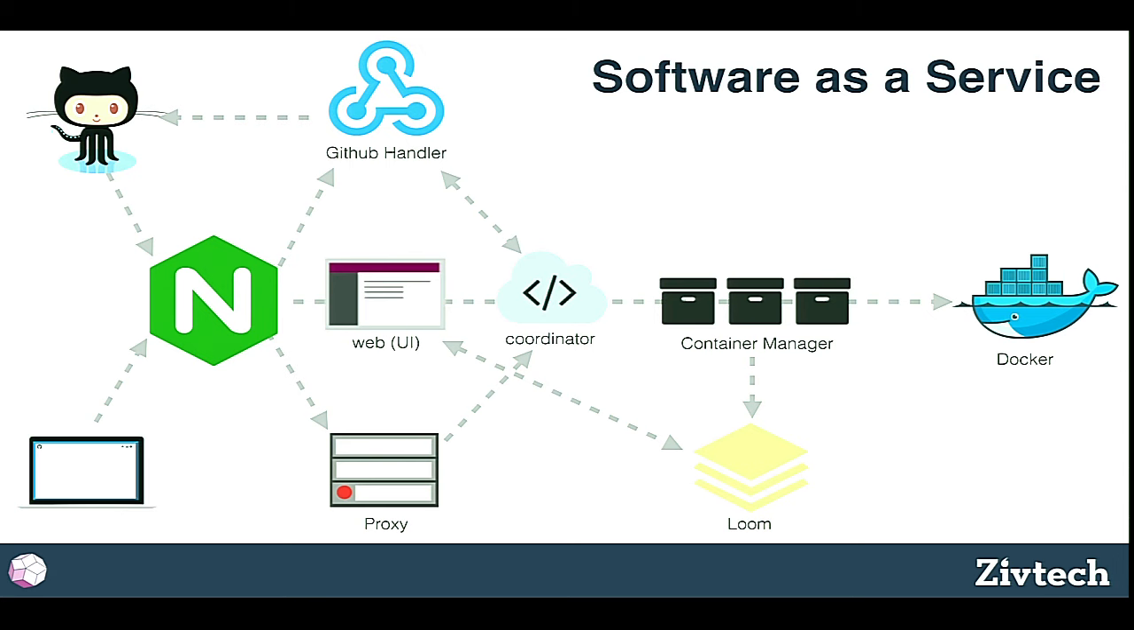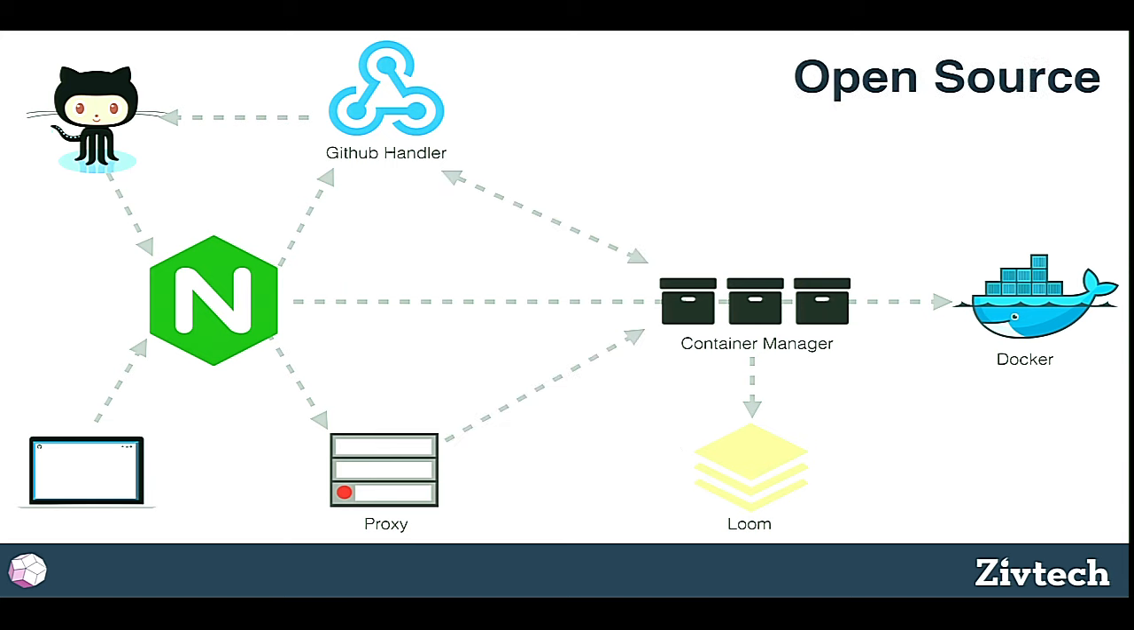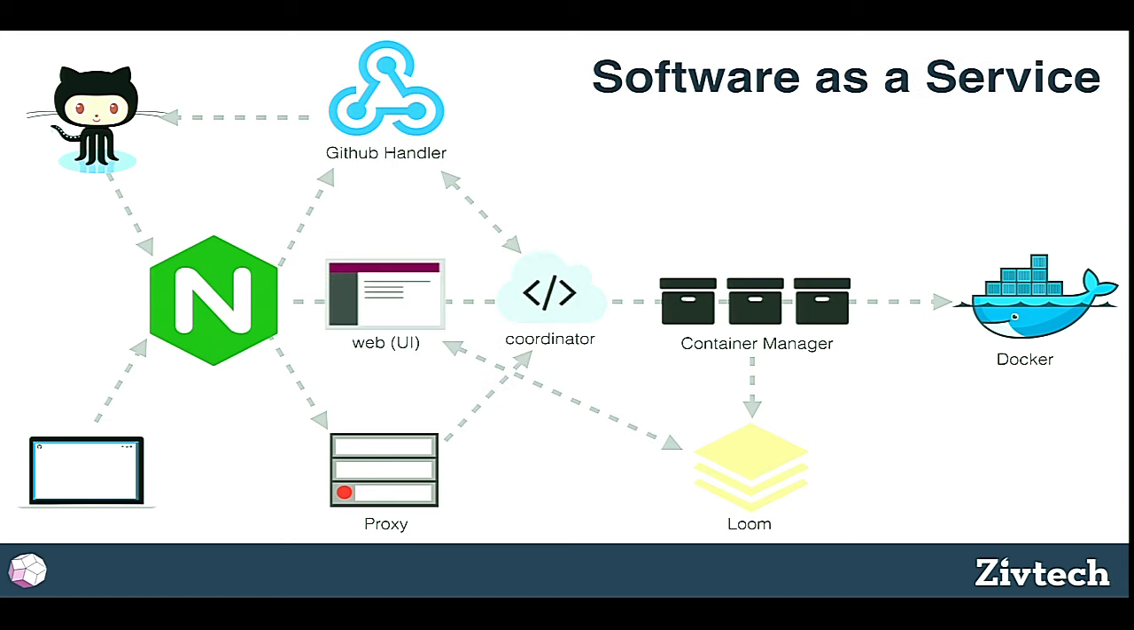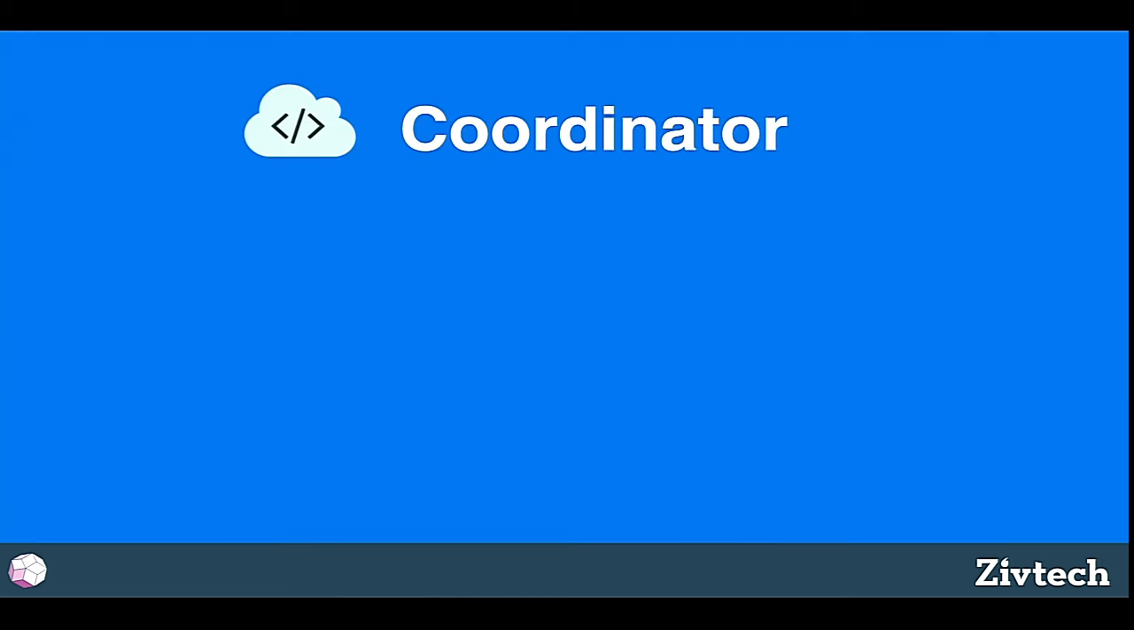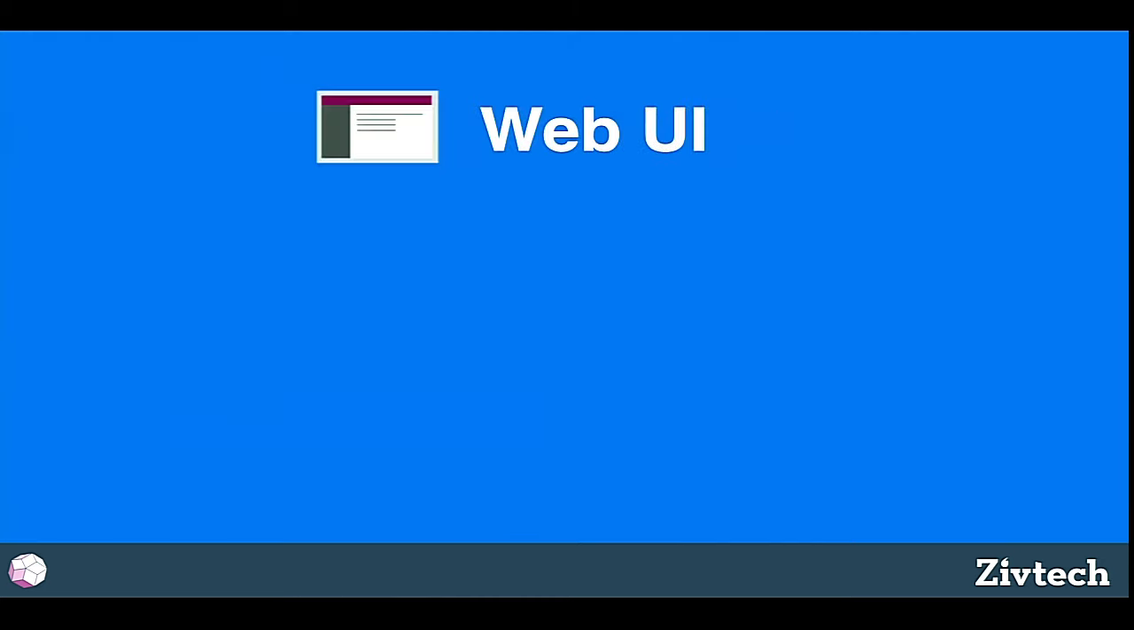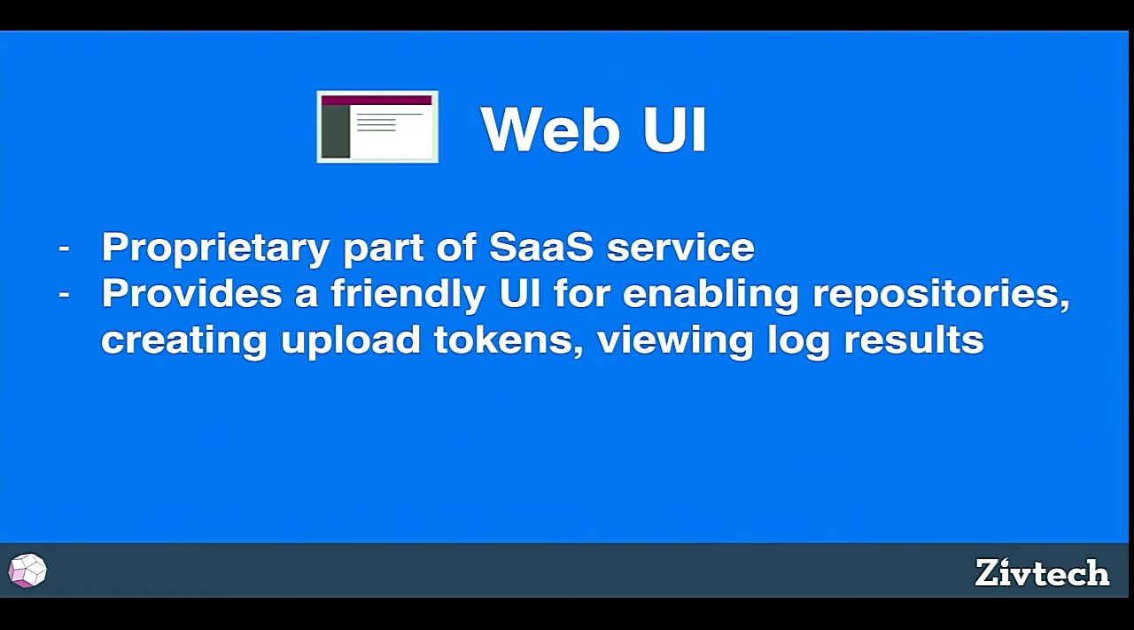So if you have a single project, install this yourself. Don't pay us for anything. It'll be great. You'll be happy. You can have all the workflow stuff that I talked about. If you've got a ton of projects, it becomes nice to have that proprietary web UI that I showed, and I'm going to show more in a minute, which basically provides a friendly UI for enabling repositories, creating upload tokens, and viewing the log results. We're going to be working on an open source log viewer, but we don't have it yet.